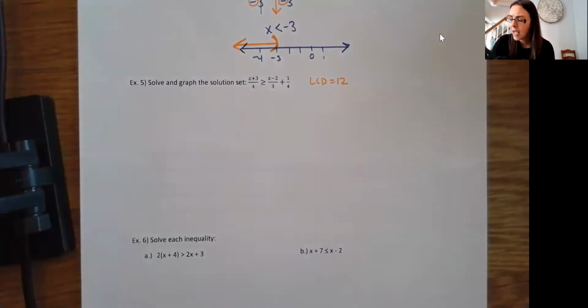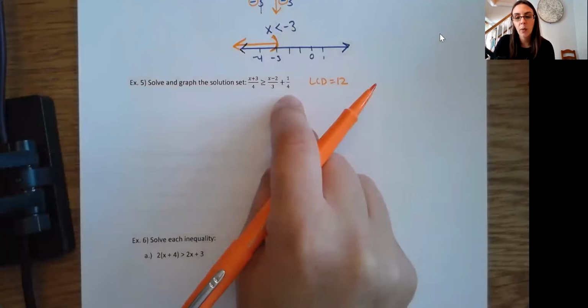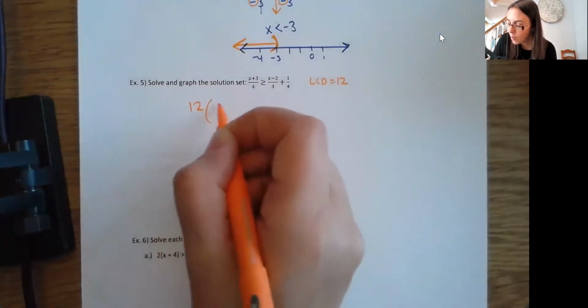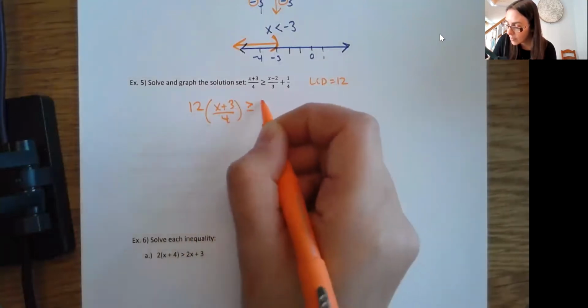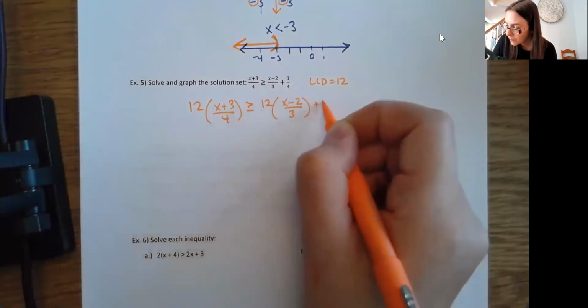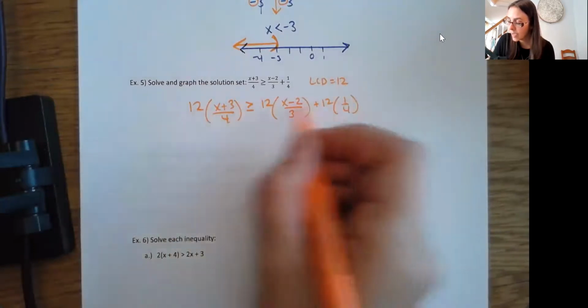Now, do note that I don't have any x's in the denominator. They're just regular fractions, so I don't need to worry about extraneous solutions here. It's still always good to check our work, but as long as you don't have any variables in the denominator, then it's just a regular problem. Notice I multiply by positive 12, so I don't have to change the sign of the inequality.